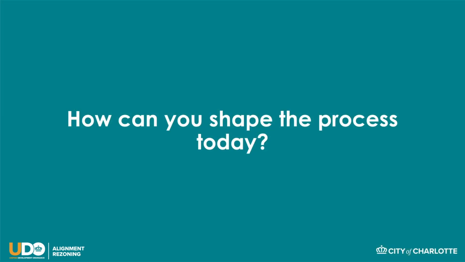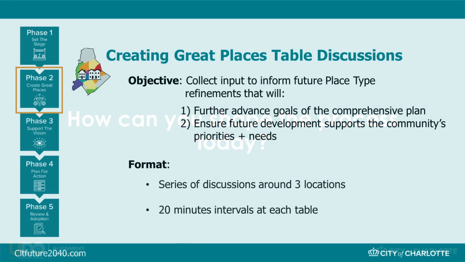With that, let's talk about how you can shape the community area planning process today. Next up is a series of table discussions that are designed to collect feedback which will inform future refinements to place type designations, as well as next steps in the planning process. There are 3 different table discussions for this geography. Each discussion is expected to take 20 minutes.